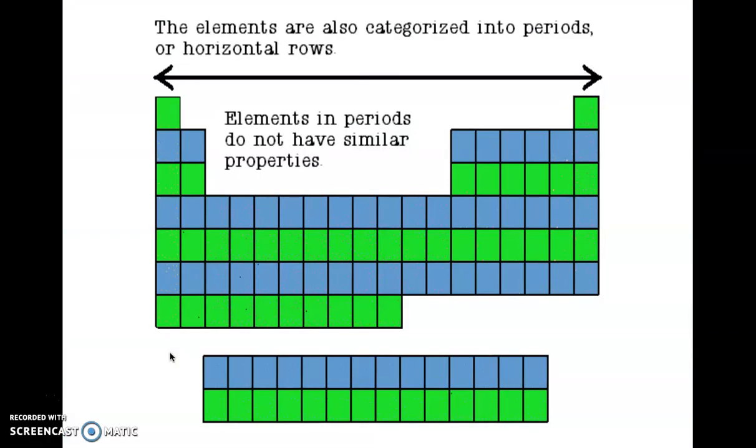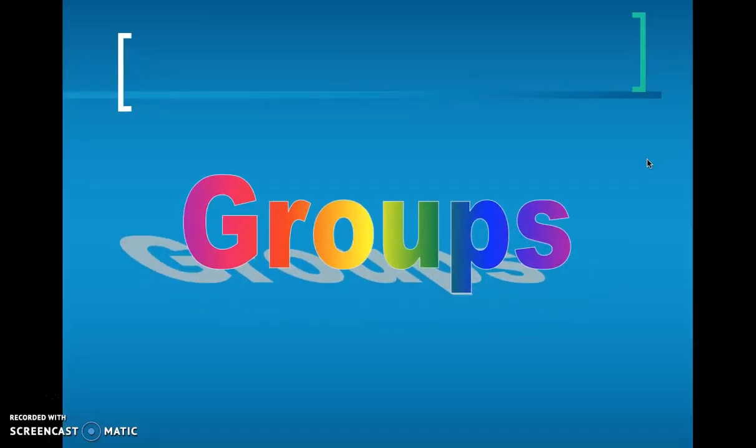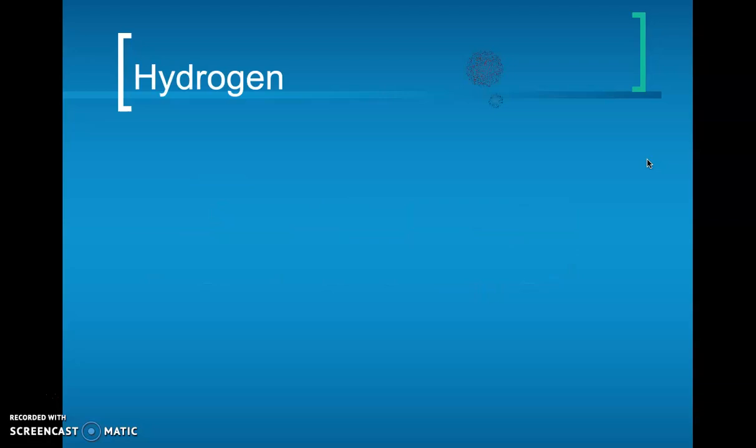When we change to our horizontal rows, then those rows are called periods, and they do not have similar properties. So they are not similar to one another. They just happen to be in the same row. The groups, then, we have names for these different groups.